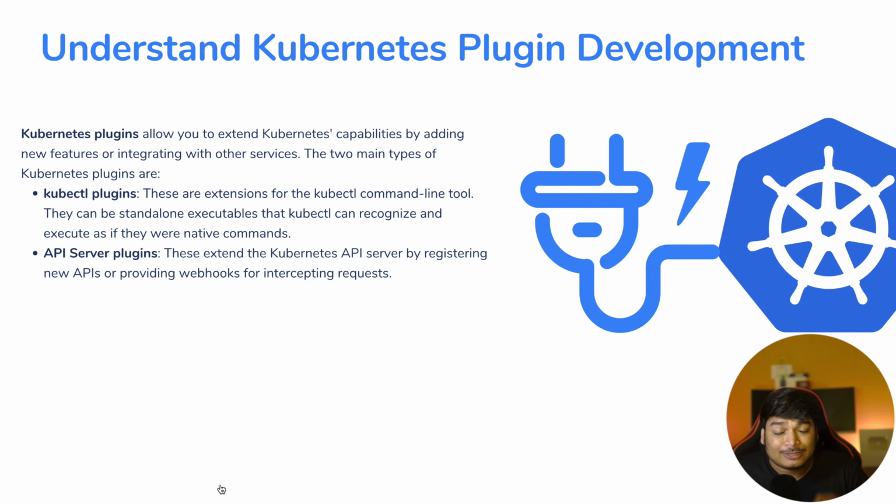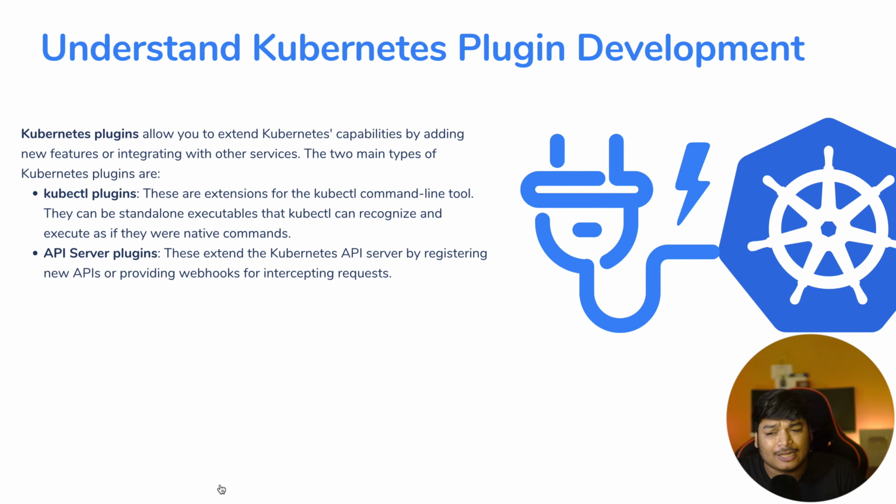Now, there are two types of Kubernetes plugins available. The first one is the kubectl plugins. What are these? These are extensions for the kubectl command line tool, and they can be standalone executables that kubectl can recognize and execute as if they are part of the native commands.